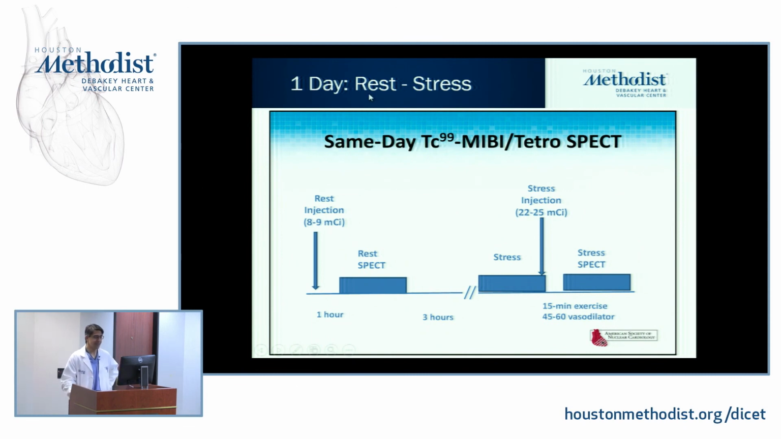Here is our 1-day protocol. This one is rest-stress, so rest will go first. What you'll notice here is that the second dose that is injected is 3 times that of the first dose. In this particular case, about 8 to 9 millicuries was injected at rest. You image the patient in an hour. You then wait 3 hours and let this radiotracer decay. Then you perform your stress test, inject your radiotracer at 3 times the dose, wait 15 minutes if you exercised, or 45 minutes if it was a vasodilator stress, and image your patient.